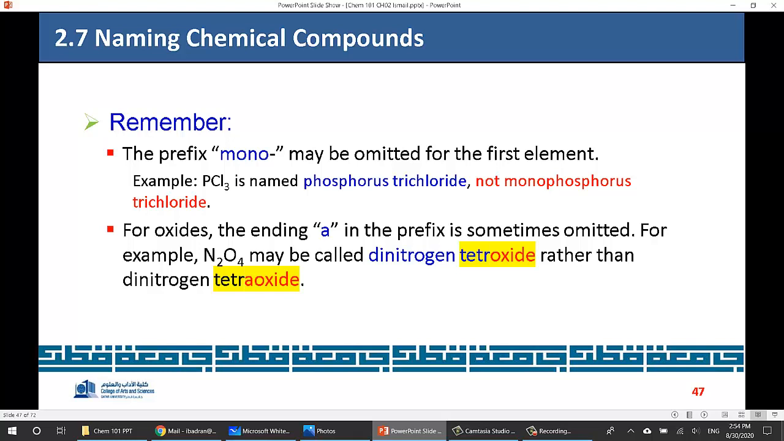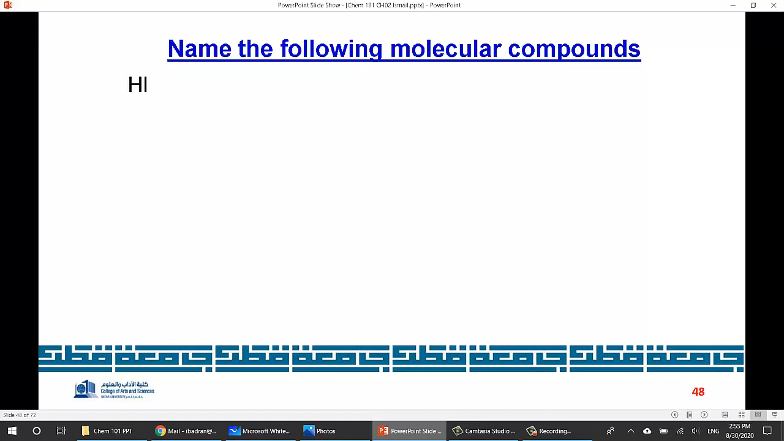Remember, the prefix mono may be omitted for the first element. So that's a rule. For example, PCl3, because there is only one phosphorus, we don't say monophosphorus trichloride, we just say phosphorus trichloride. That's acceptable. Another one is when I say tetraoxide, that's kind of irritating, so we just replace it and say tetroxide. So N2O4 is called dinitrogen tetraoxide, but I can say dinitrogen tetroxide for simplicity. So let's practice that.